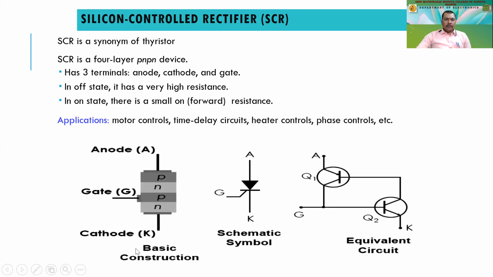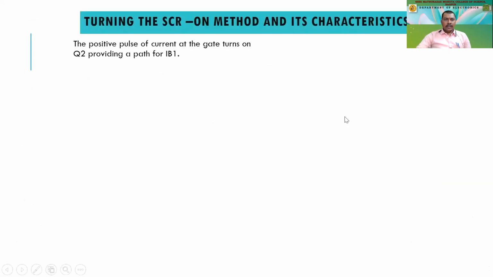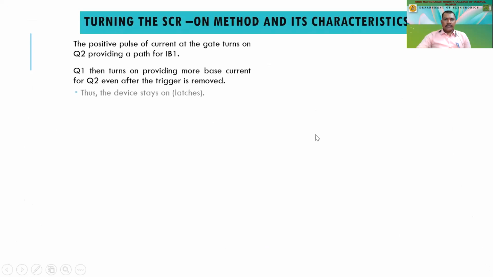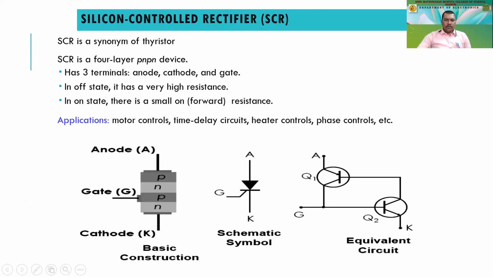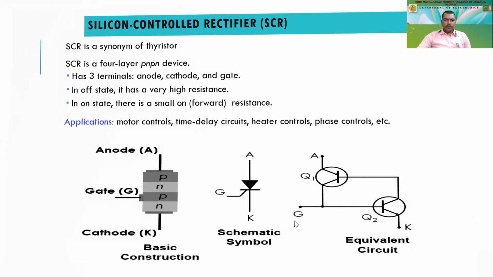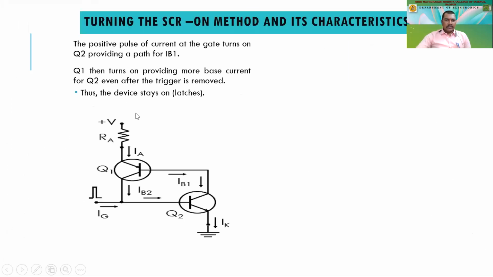This is the circuit construction of the SCR, PNPN. We have three terminals: anode, cathode, and gate. This is the symbol of that. And this is the transistor analogy circuit which we have studied. Then a positive pulse current at the gate turns on Q2, providing the path for IB1, right? So if you connect a small voltage and a small current over here, we'll see that.